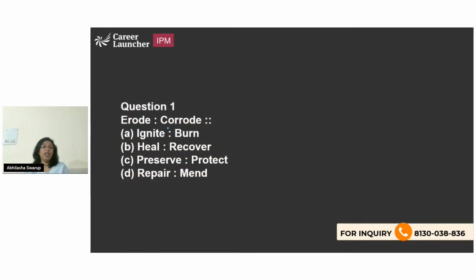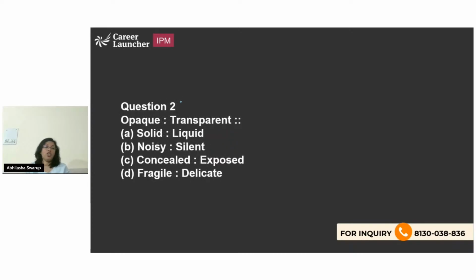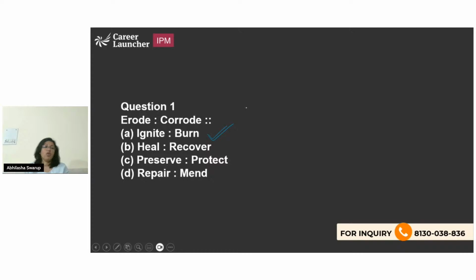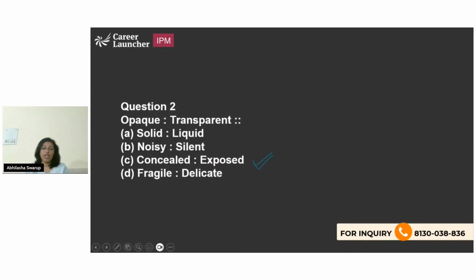So erode and corrode. So what does this mean? Erosion and corrosion. What will be the correct answer? It will be ignite and burn. Right? All right, the next one. Opaque and transparent, concealed and exposed. This is an antonymous relationship. Okay, the first one, guys, was a synonymous sort of relationship.